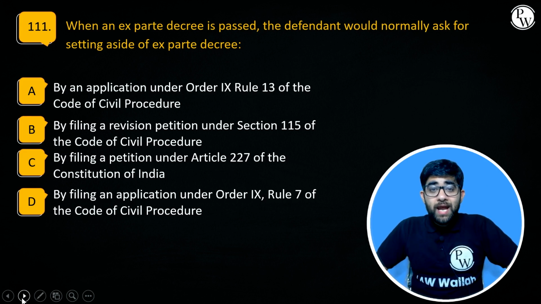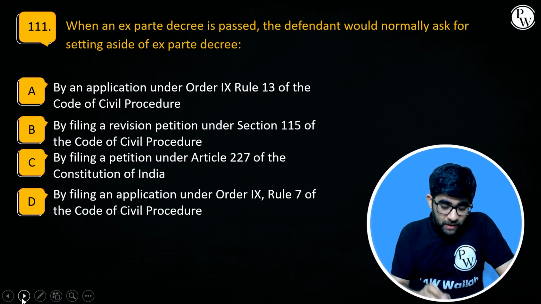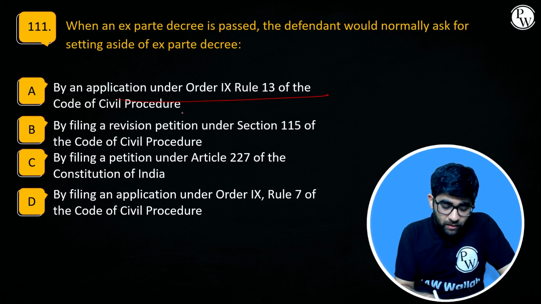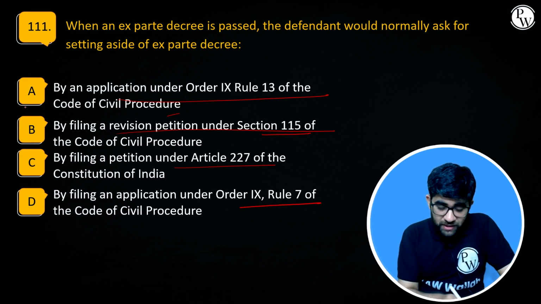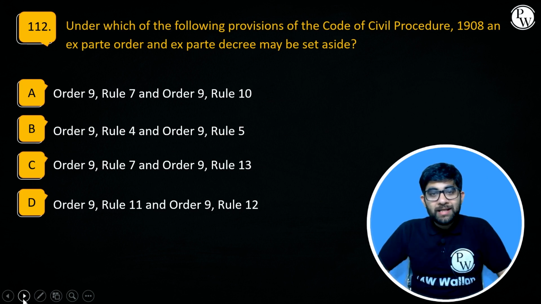Next, when an ex parte decree is passed, the defendant would normally ask for setting aside of ex parte decree by an application under Order 9 Rule 13, by filing a revision petition under Section 115, by filing under Article 227, or by filing an application under Order 9 Rule 7. The answer to this is Order 9 Rule 13. Others are not maintainable, that's why.